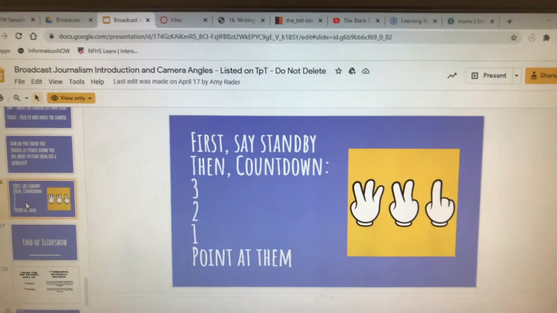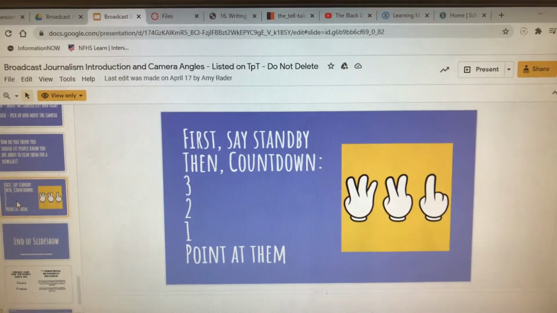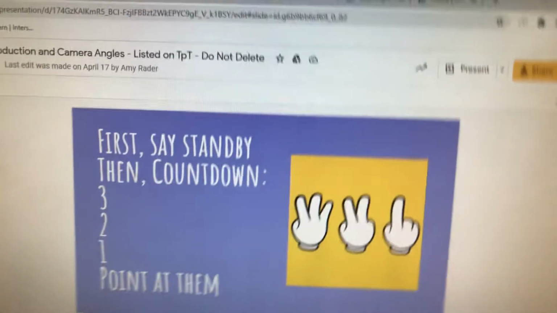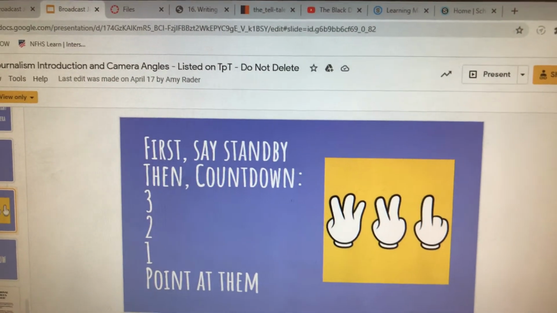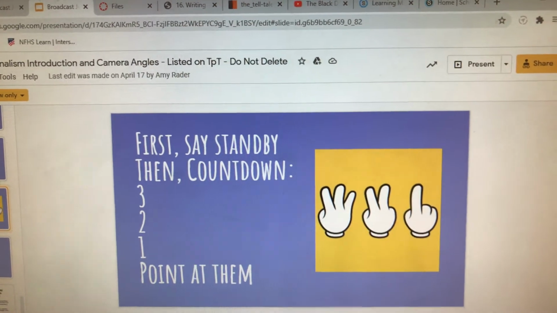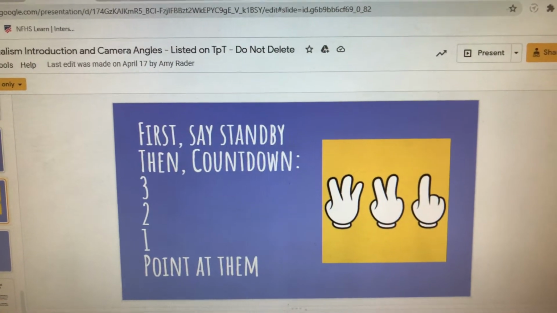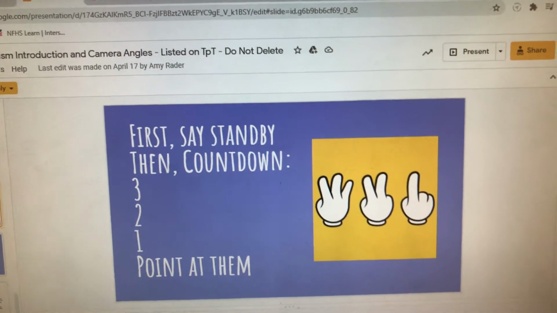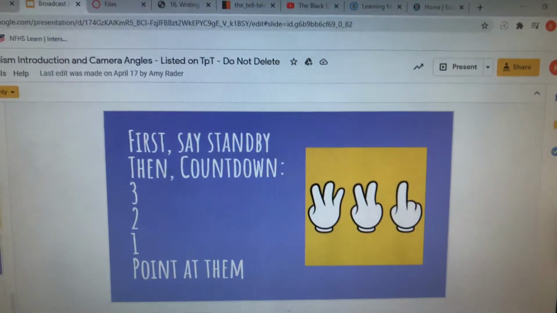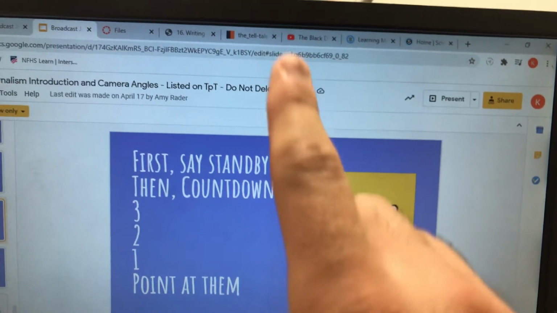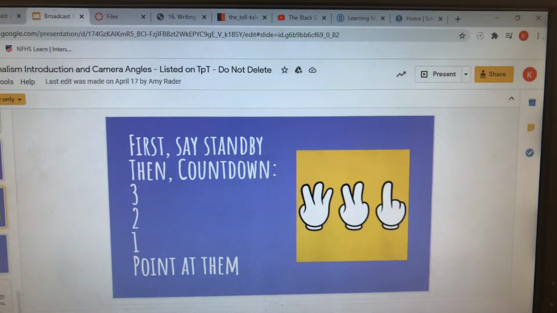When you point at them, that lets them know that the cameras are rolling, the cameras are recording, and that the subject, the person being filmed, is free to talk, and that what they say is going to be caught on camera. So that is their cue, saying stand by and then counting down. You audibly count down. You say 3, 2, 1, and then you point at them without actually saying anything.